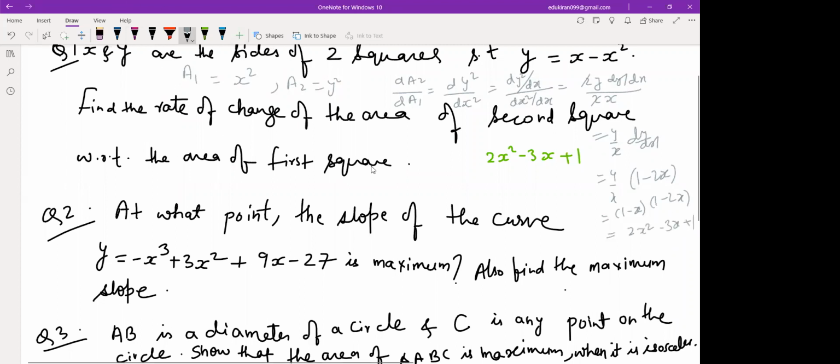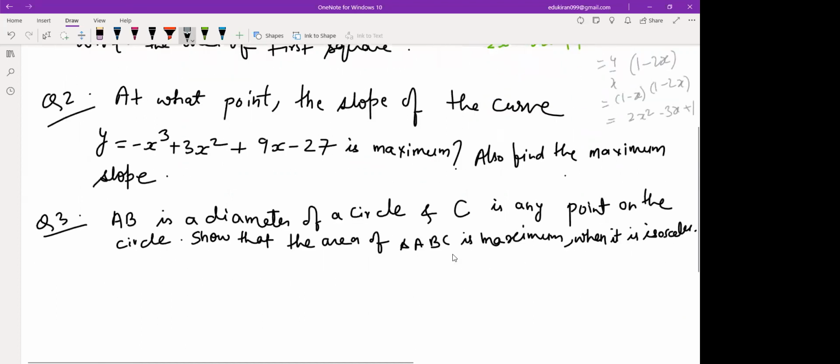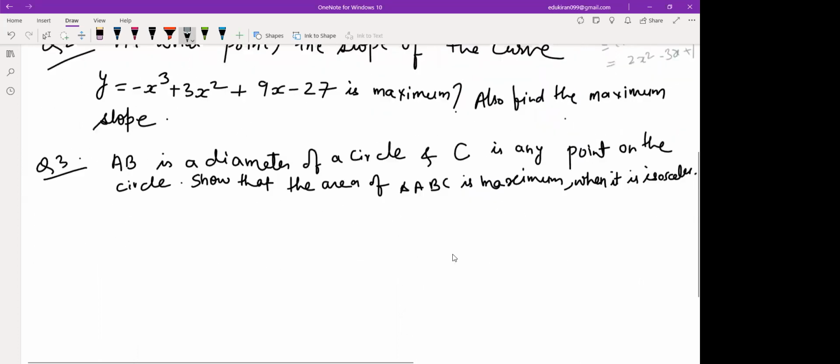And at what point is the slope of the curve maximum? Also find the maximum slope. I got x equal to 1 and the maximum slope is 12. Maximum slope is 12 and you're getting x equal to 1. Okay, let us see.